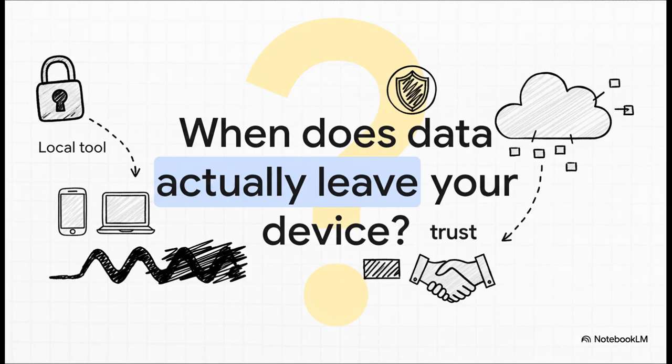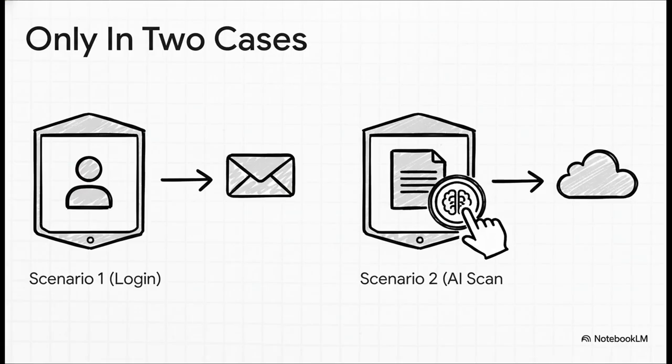So, let's just ask the tough question head-on. When does any data actually leave your device? Because if we're going to talk about trust, we have to tackle this directly. And the answer is super simple. It only happens in two situations, and you are in complete control of both of them. First, when you log in. Obviously, your email has to be sent for verification. And second, only if you explicitly click the AI Deep Scan button. The crucial point is that your actual transcript text never, ever leaves your device unless you consciously choose to use this optional feature.